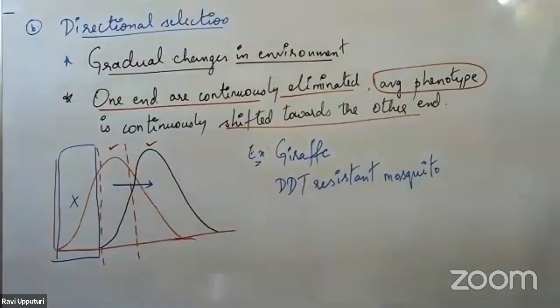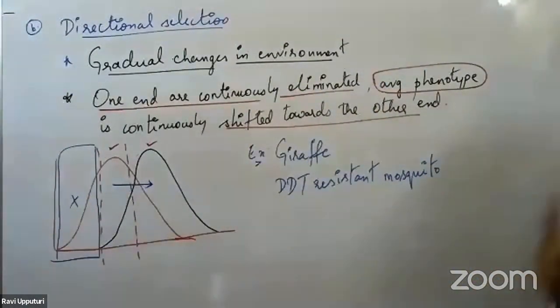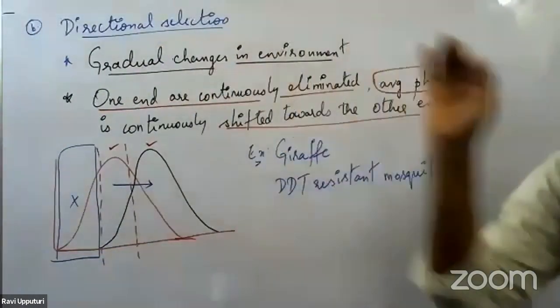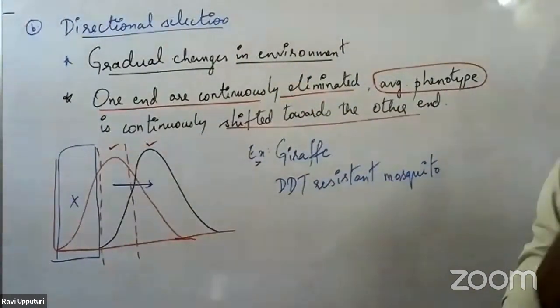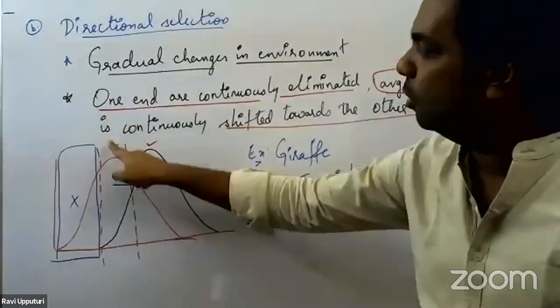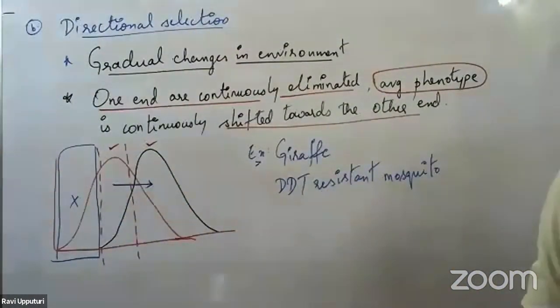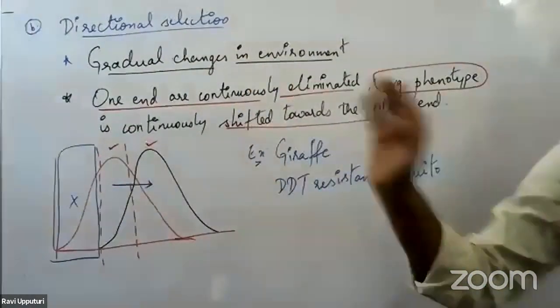So clear this. Now, getting back to the differences between stabilizing selection and directional selection. First one, what did we say? Stabilizing selection usually operates in stable environmental conditions, whereas directional selection operates in an environment which undergoes gradual changes. The second difference is, in stabilizing selection, individuals present at this peak value, that is, individuals possessing the average phenotype, alone are selected, whereas organisms on this side and this side are eliminated by nature.